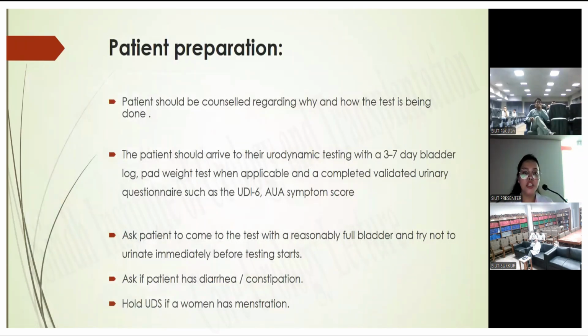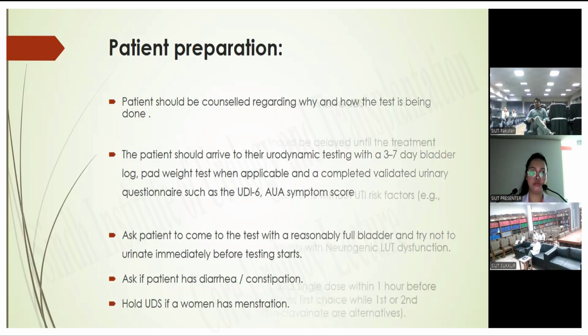Now, how to prepare the patient? The patient should be counseled regarding why and how the test is being done. The patient should arrive at the urodynamics testing with a 3 to 7 day bladder log or bladder diary, a pad wet test if applicable, and a completed validated urinary questionnaire such as UDI-6 or AUA symptom score. Ask the patient to come to the test with a reasonably full bladder and try not to urinate immediately before testing starts. Ask if the patient has diarrhea or constipation, and hold UDS if a female patient has menstruation.